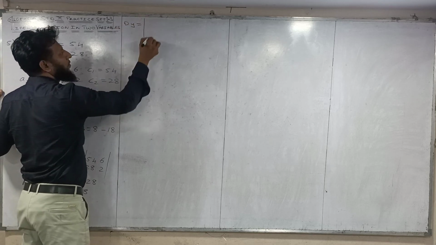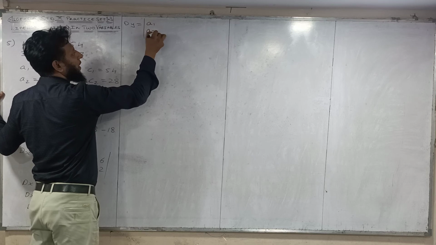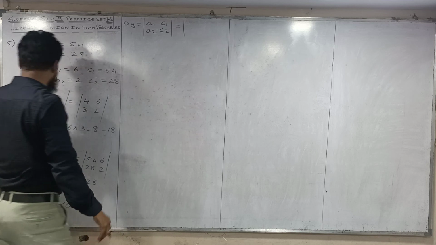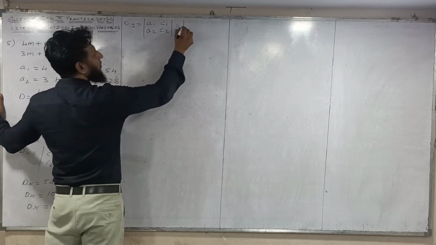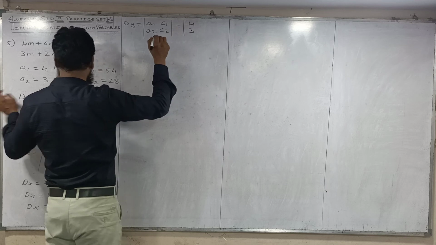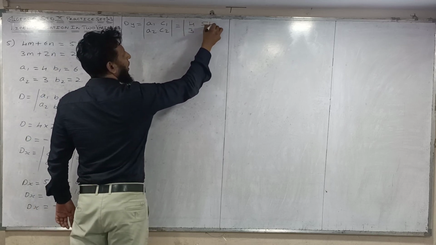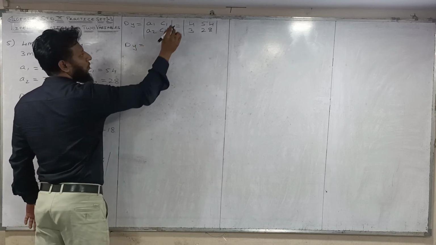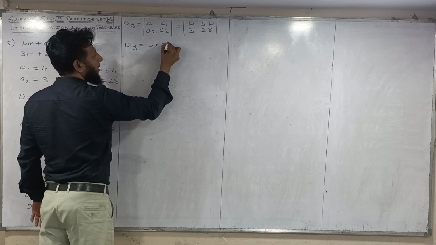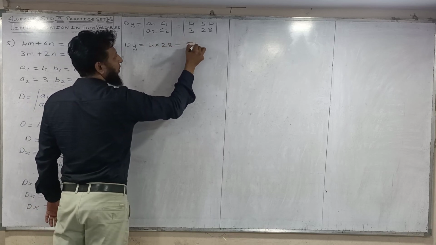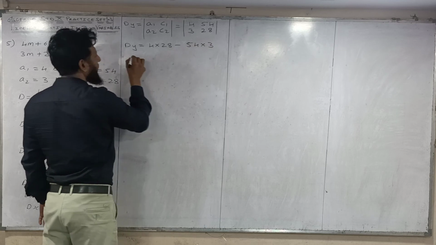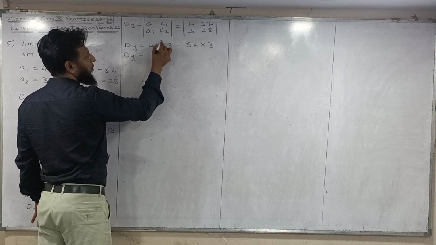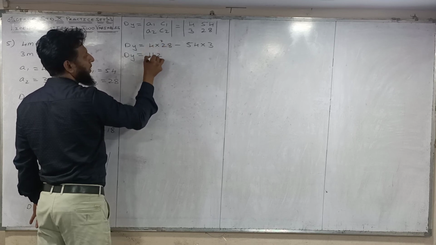Determinant y, write the formula: A1, A2, C1, C2, which is 4, 3 and 54, 28. Okay, determinant y is equal to 4 multiplied by 28, put minus sign, 54 multiplied by 3. Determinant y is equal to 4 eights are 32, 4 twos are 8, 9, 10, 11, 112.